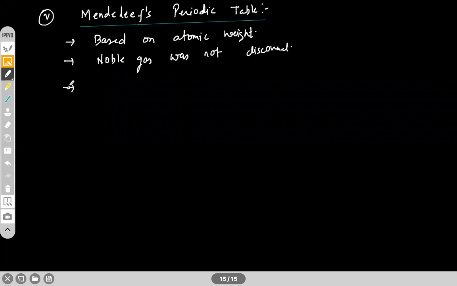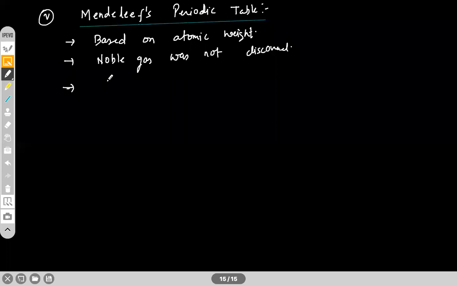Next point. Mendeleev was the first scientist who classified the elements in a systematic manner, meaning in horizontal rows and vertical columns.